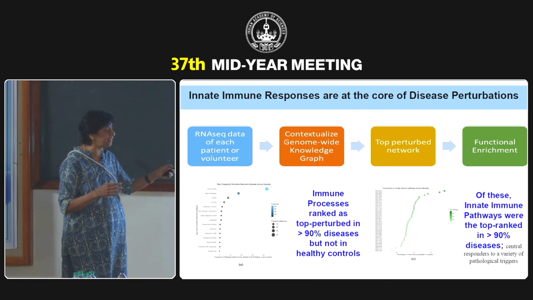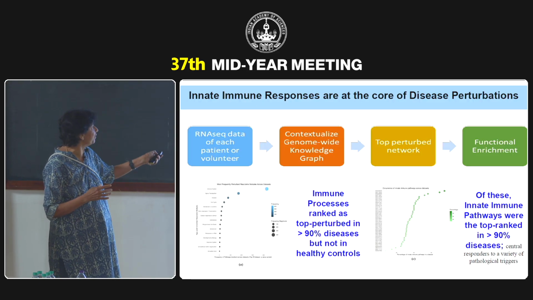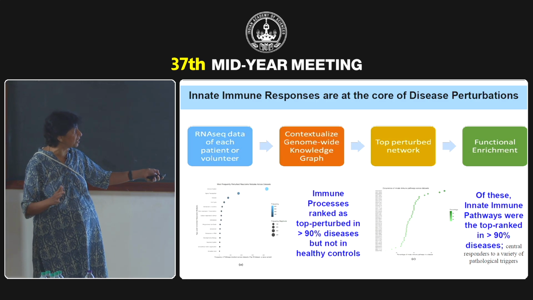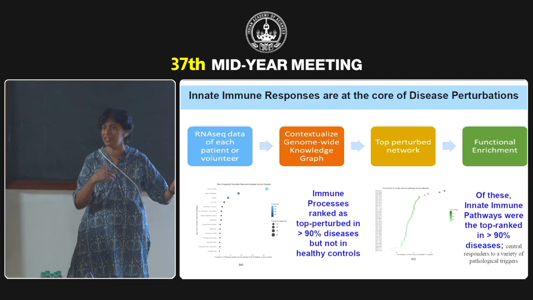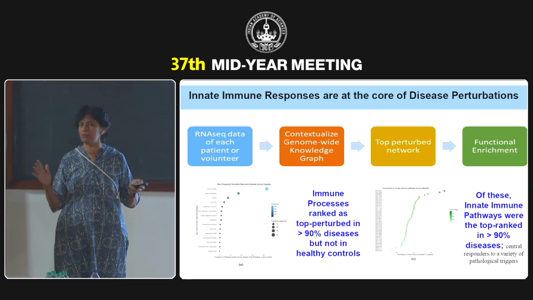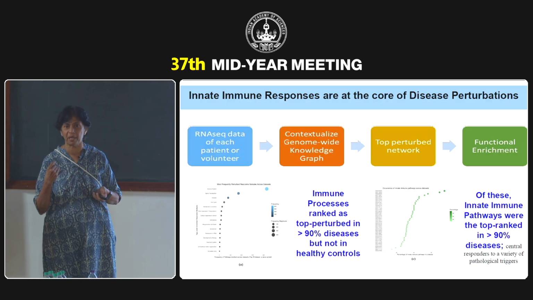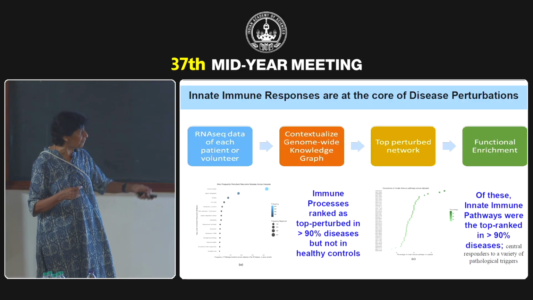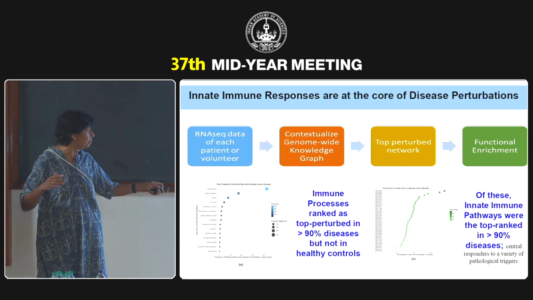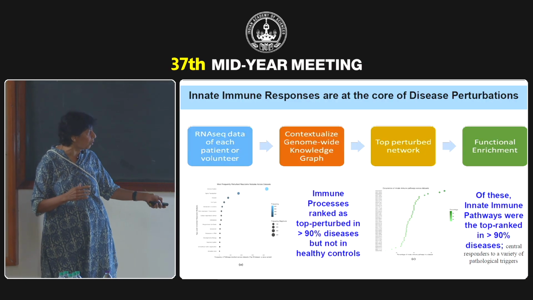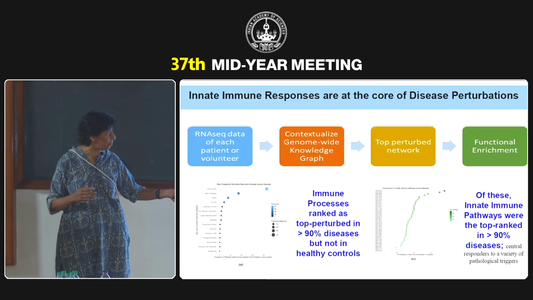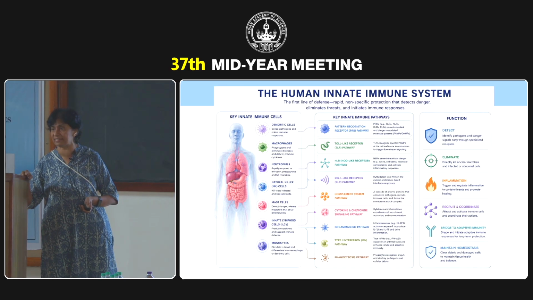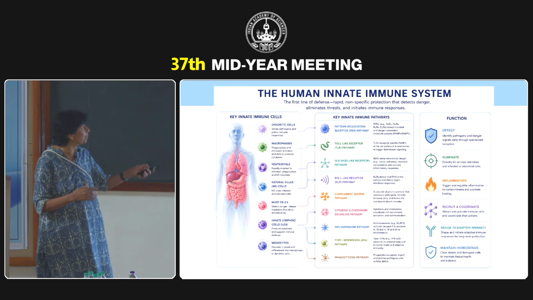So what we had as a starting point was RNA-seq data for each of the diseases, contextualized graphs, genome-wide knowledge graphs, and these are the perturbation networks that came out of the algorithm. And even this was so complex that we could not make sense out of it by manual inspection and so on. We also have functional enrichment and so on. So what we found from this was, across all diseases, immune processes ranked as top perturbed, and out of that it was the innate immune pathways that were top perturbed. So if you see these things out here, they're present in more than 90% of the diseases, even if they are not infections, right? So that is what you actually see.